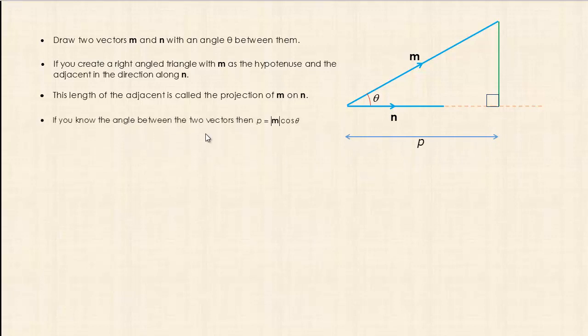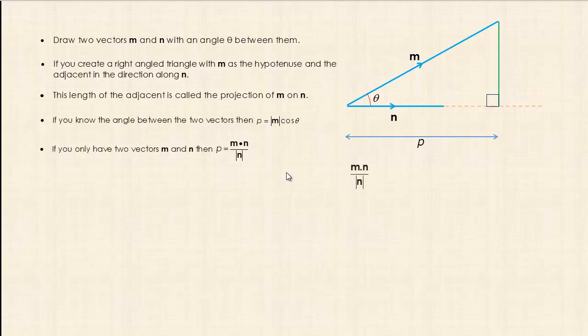If we know the angle between the two vectors, then P is quite simply the magnitude of m, which is the length of the hypotenuse, times cos theta, and that's just ordinary right-angled triangle trigonometry. If we only have the two vectors m and n, then we can find it using P is equal to m dot n over the modulus or magnitude of n.